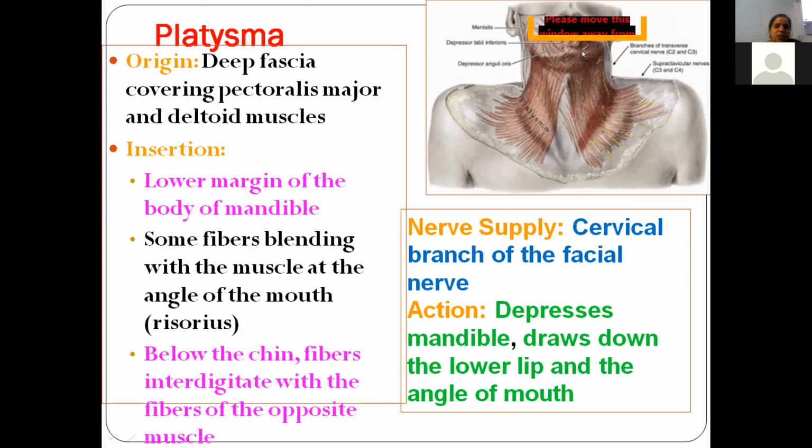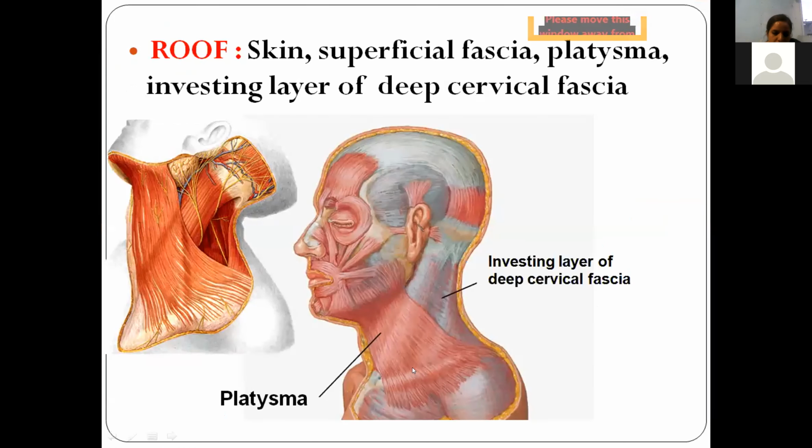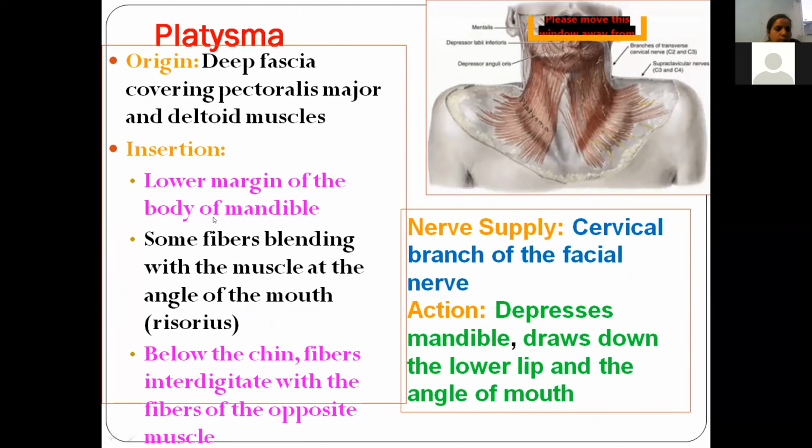Now you see here the insertion. Where is it going? The lower margin of the body of the mandible. Some of the fibers blend like this and move into the face. It's a very clear picture. So it is coming from the pectoral fascia and deltoid, and it is moving up. This is the body of the mandible, this is the angle of the mandible, this is the ramus of the mandible. It is coming upwards and mixing with the muscle called risorius. So the insertion goes to the lower margin of the body of the mandible.